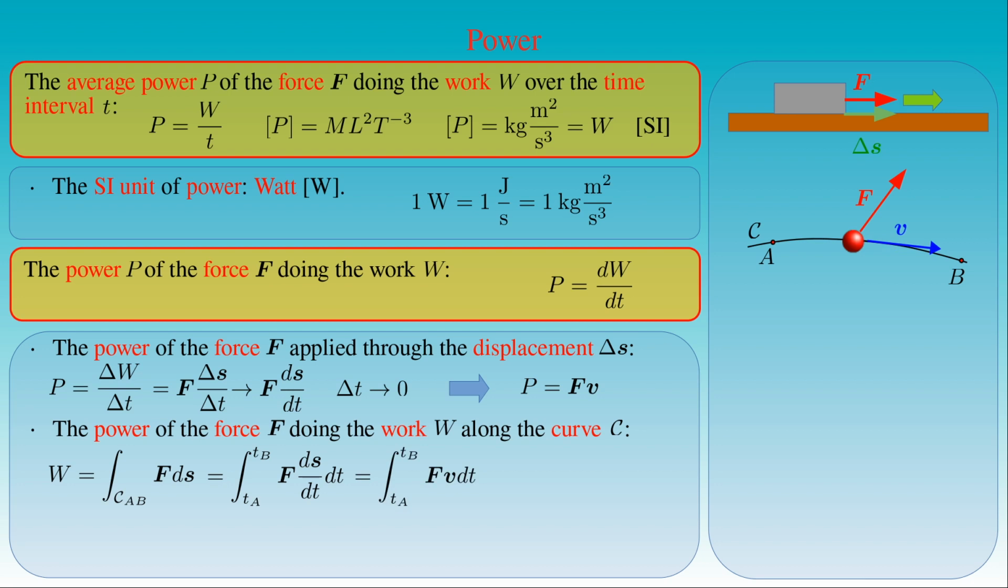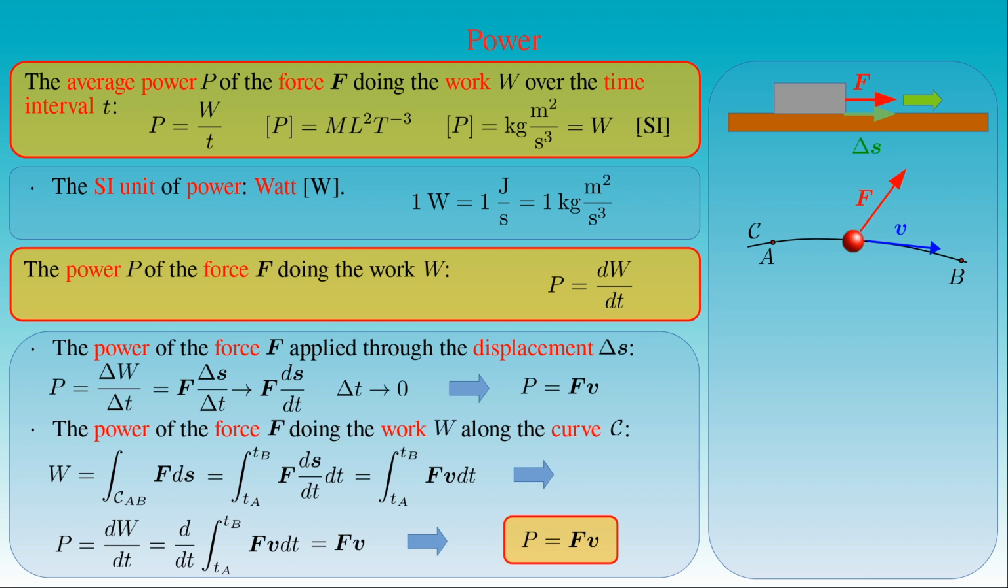Then the work W done on a body by the force F along the curve C between the points A and B is equal to the integral of the scalar product of the force F and the velocity v of the body with respect to the time t over the time interval between ta and tb. This expression can be inserted into the definition of the power P, which is equal to the derivative of the integral with respect to the time t. By applying the fundamental theorem of calculus, we can write the right-hand side of the equation as the scalar product of the force F and the velocity v. As a result, the formula stating that the instantaneous power P of the force F exerted on a body is equal to the scalar product of the force F and the instantaneous velocity v of the body also holds in the general case.